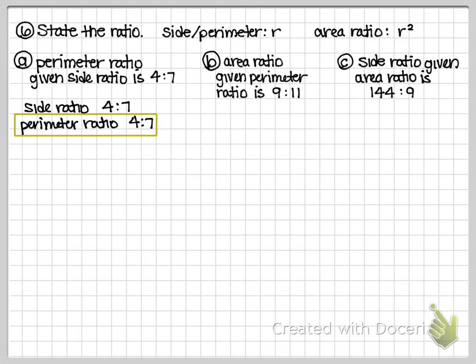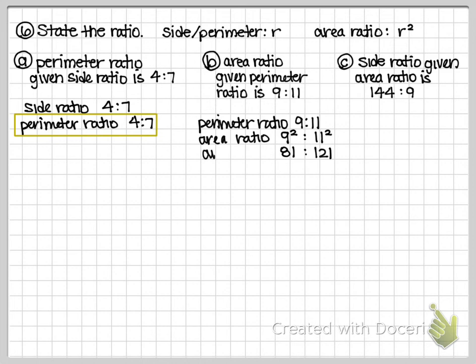Okay, the next one, the area ratio. All right, we're trying to find the area ratio. We know the perimeter ratio. So the perimeter ratio is going to be 9:11. Well, the area ratio is R squared. So we're going to take this ratio and we're actually going to square each of the numbers. And we know that 9 squared is 81, and we know that 11 squared is 121. This is my area ratio.